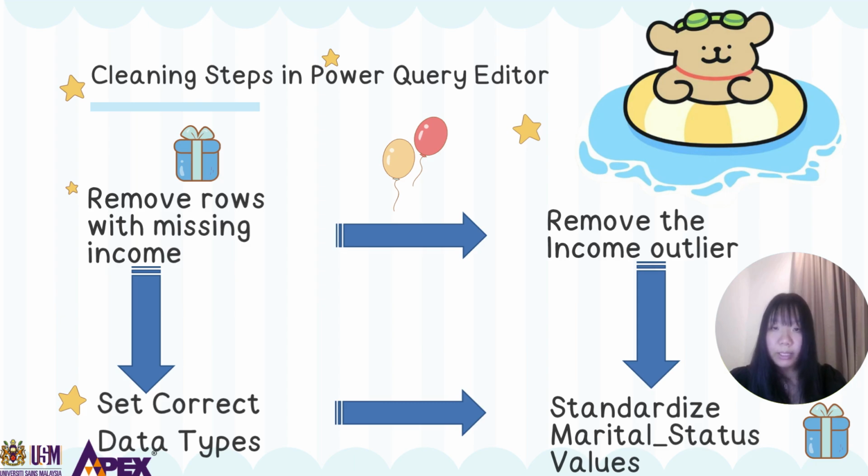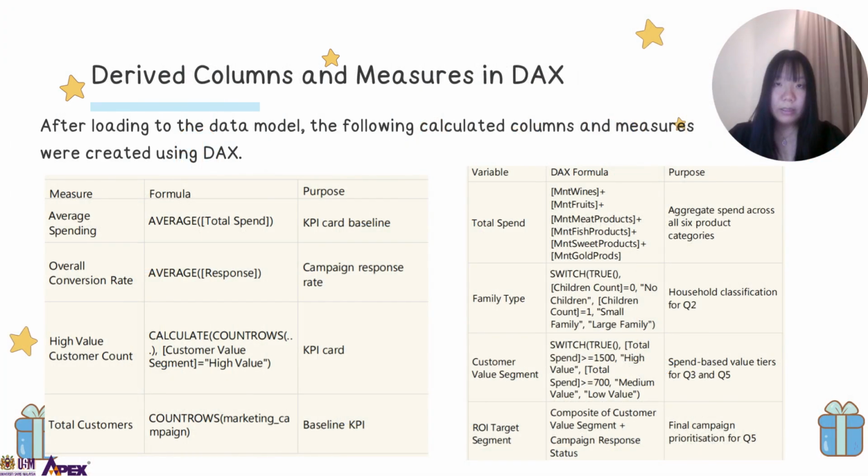Finally, we checked the data types. Numeric columns were set as whole numbers, text columns were set as text, and the Dt_Customer column was changed into a date type. After cleaning the data in Power Query, we created several calculated columns and measures using DAX.